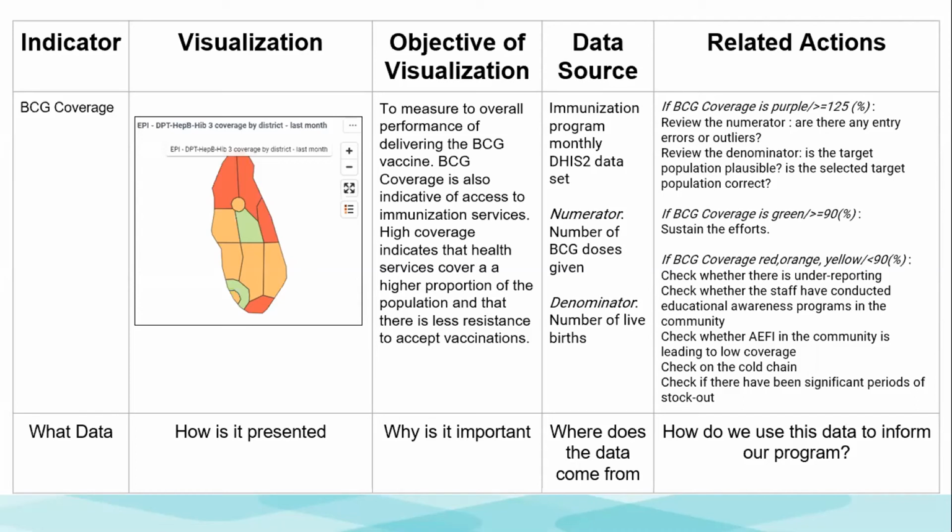So please, my neighbors, relatives, please don't go and get your kids immunized, because then your kids will also encounter all these issues. So that's the idea that goes to the community if you don't do proper education programs in the community, right? And the next thing, you can check the cold chain, check if there have been significant periods of stock out. So likewise, you list out what to do, right?